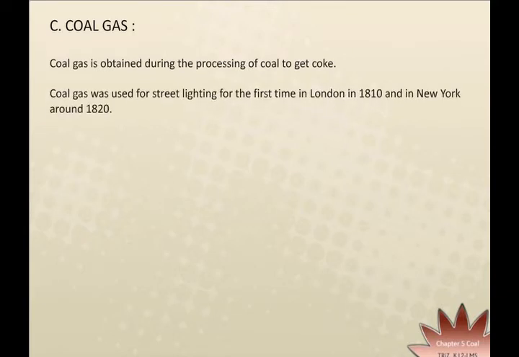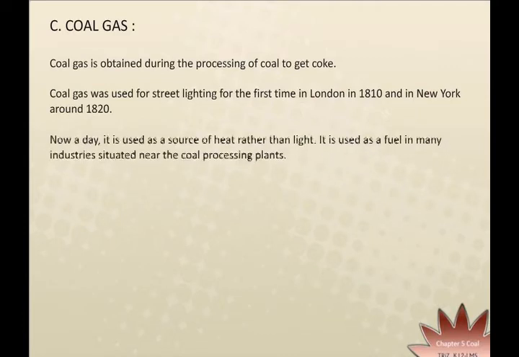Coal gas. Coal gas is obtained during the processing of coal to get coke. Coal gas was used for street lighting for the first time in London in 1810 and in New York around 1820. Nowadays, it is used as a source of heat rather than light. It is used as a fuel in many industries situated near the coal processing plants.